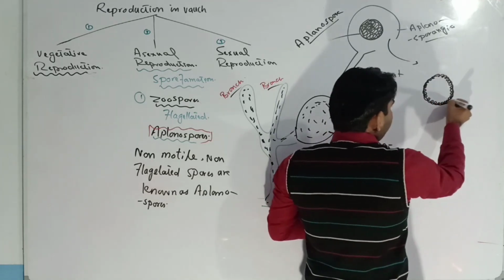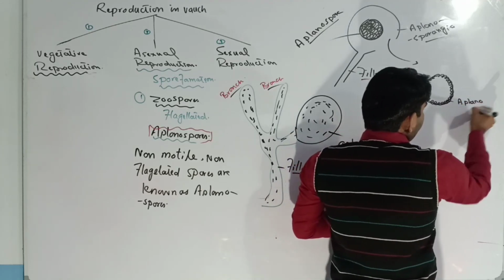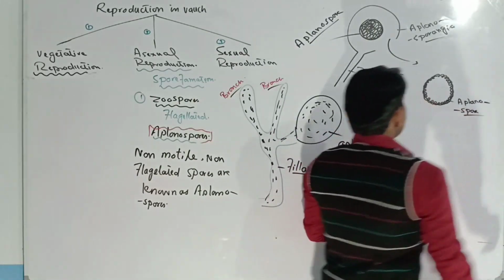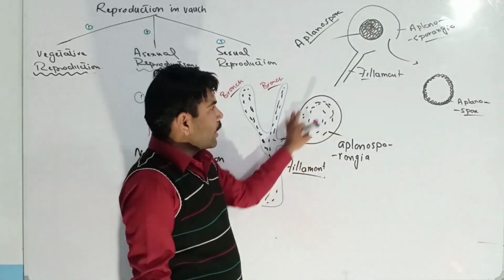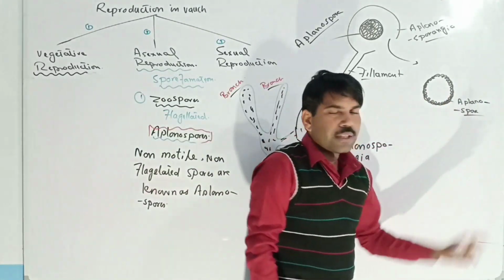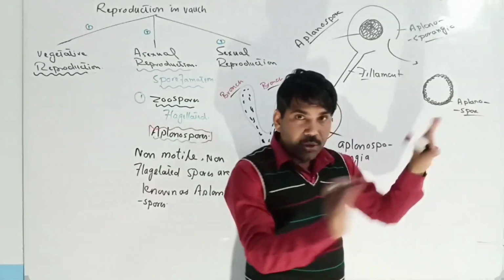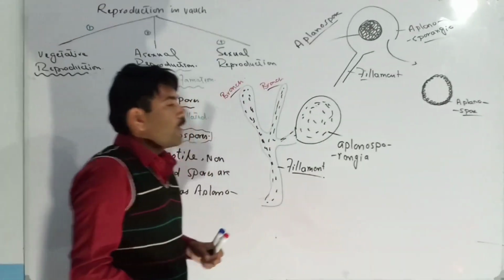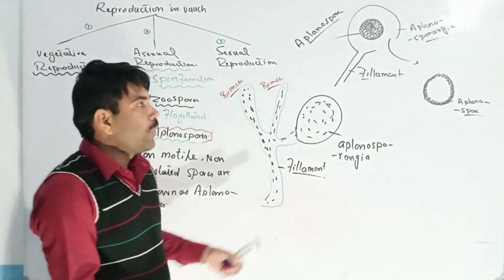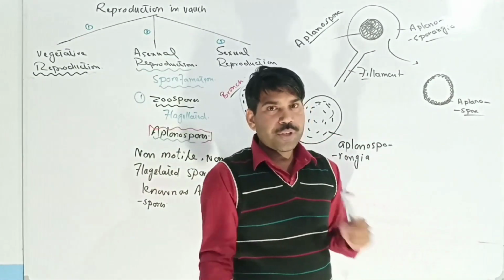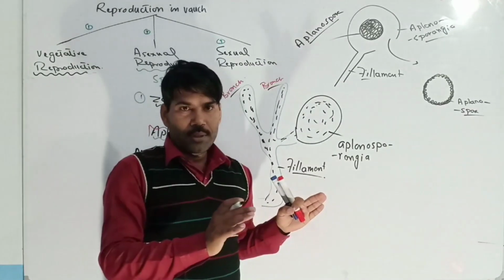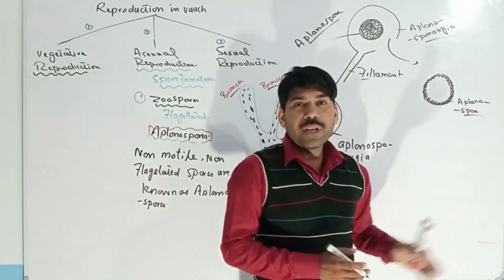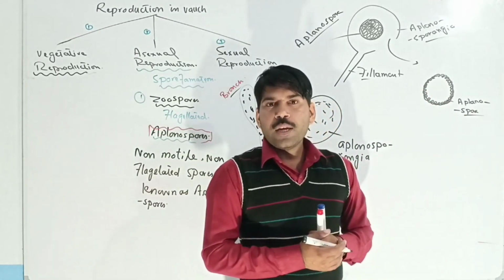So this is the aplanospore. This is the aplanospore which is formed from the structure developed on the tip of a branch, and this is a spore basically without flagella. That's why this is known as aplanospore. So now it is time for the germination or development of this aplanospore into a plant body. There are two methods or types through which this aplanospore can germinate into a plant body.